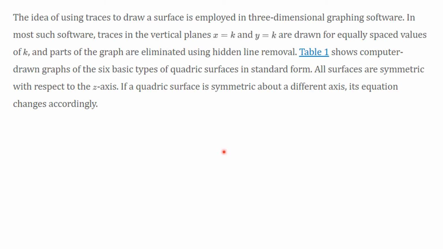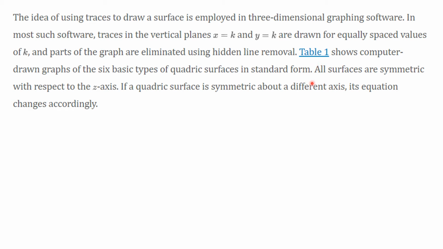Now, the idea of using traces to draw a surface is employed in three-dimensional graphing software. In most such software, traces in the vertical planes x equal k and y equal k are drawn for equally spaced values of k, and parts of the graph are eliminated using hidden line removal. That's actually kind of a neat software trick.